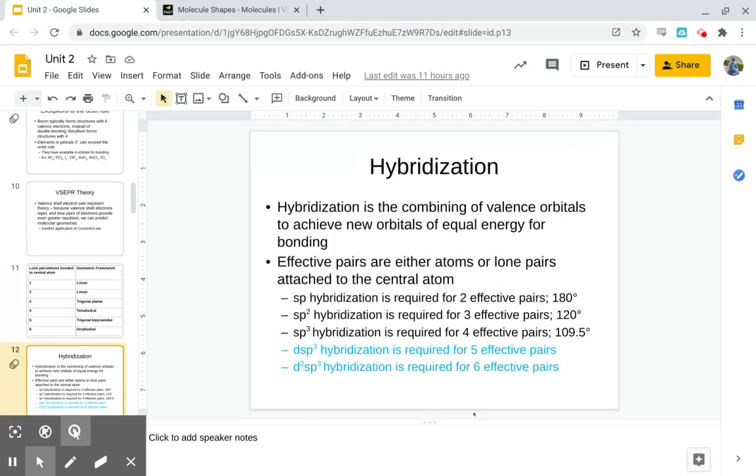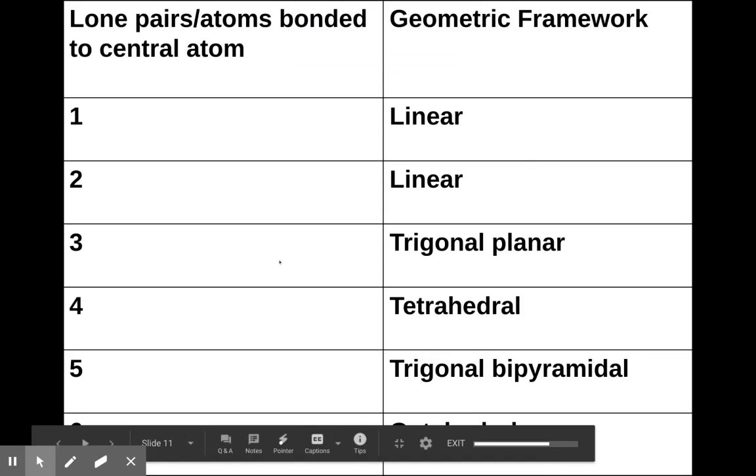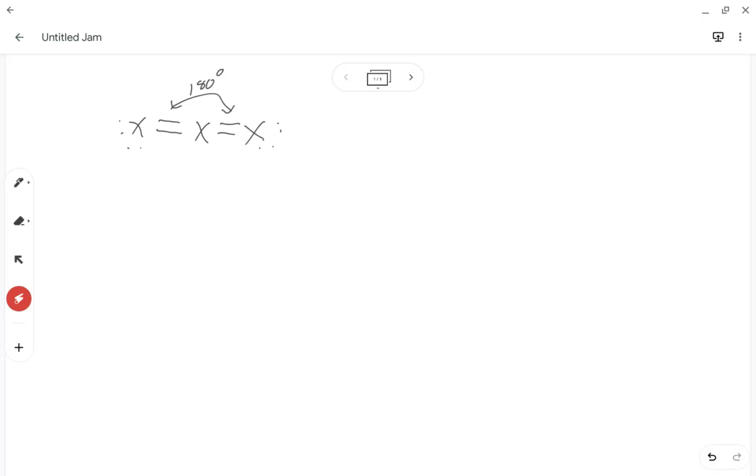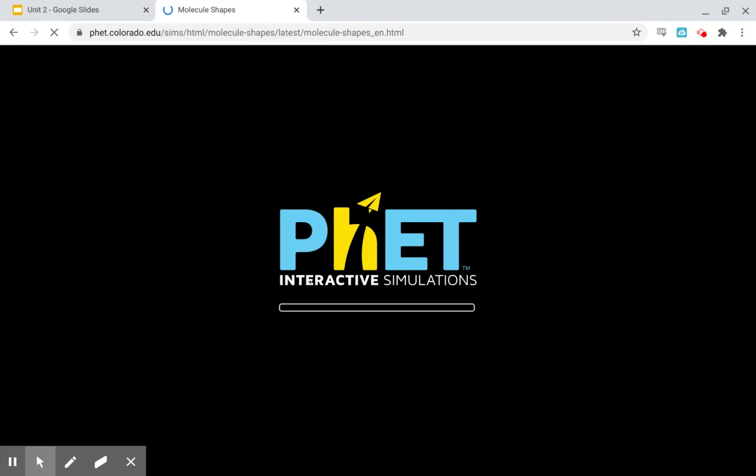So we go back and look at some other examples. The next shape we have, once you get to 3 atoms attached to the central atom, is trigonal planar. So if we have an atom in the middle, then we have 1, 2, 3 things attached to it, then this is trigonal planar. It's a flat triangle where the bond angle between all of these, as you might guess, is 120 degrees. And if we look at the molecule shape simulator and fire this up, we can actually build some of these, and you'll get to play with this and see what they look like.